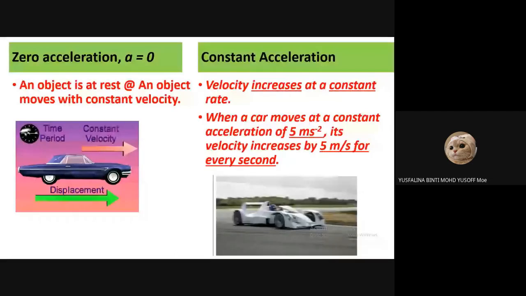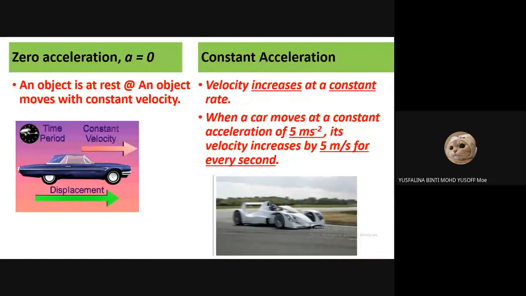Now we go to zero acceleration. So what does it mean by zero acceleration? Let's say an example. I drive a car for 1 hour at 50 kilometers per hour. It means in 1 hour my velocity is 50 kilometers per hour. I'm not changing my velocity, so my acceleration is zero. There is no change in velocity, so that means zero acceleration.